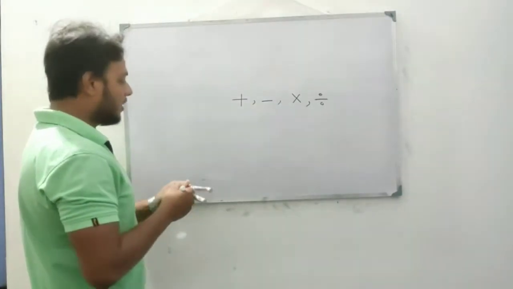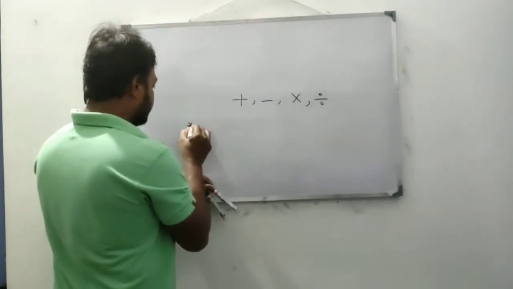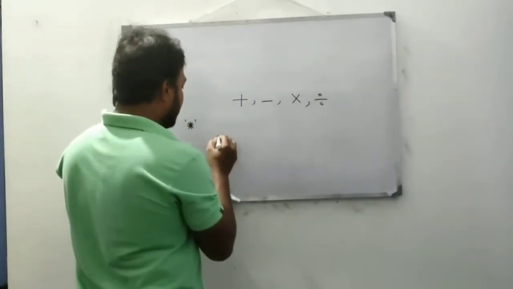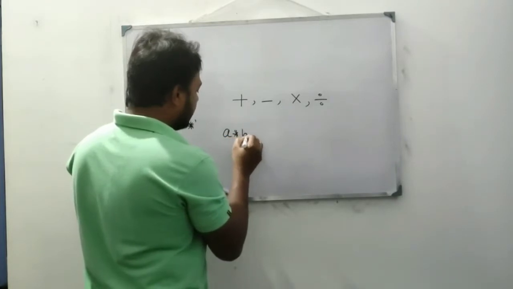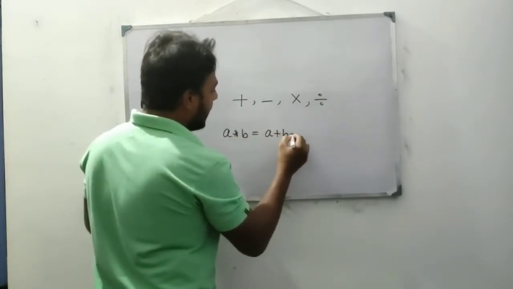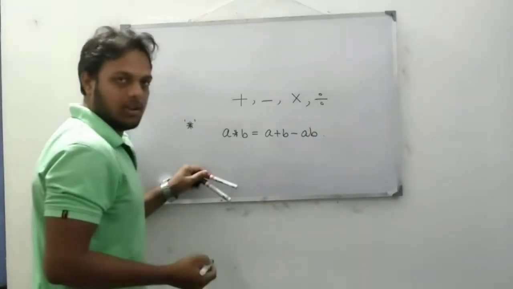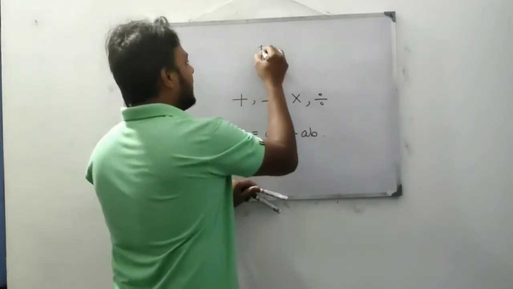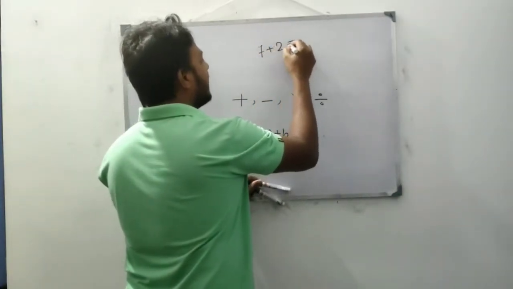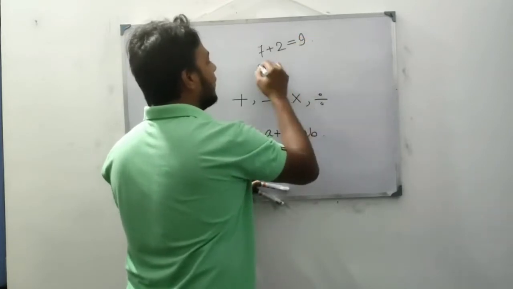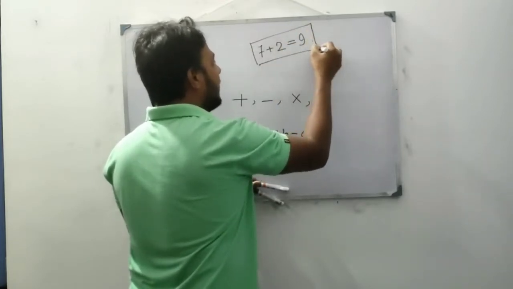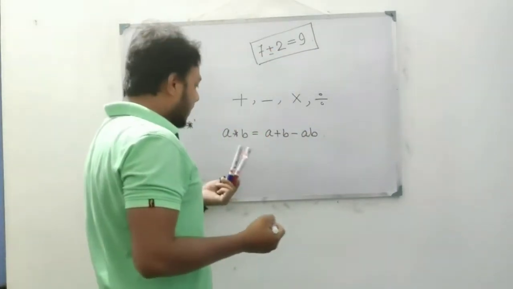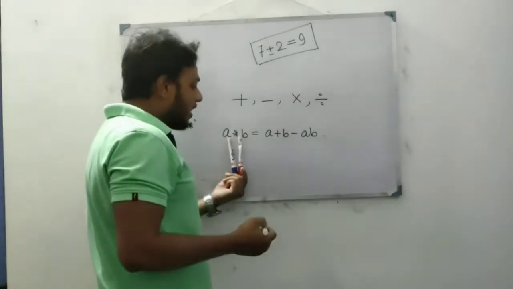Suppose I am generating an operation, star. I am introducing you to an operation star, and star is defined by, suppose, a star b equals a plus b minus ab. Okay, if I ask you what is 7 plus 2, easily you can say that 7 plus 2 is 9. Why? Because you are already familiar with the operation plus. But you don't have any idea about the operation star.